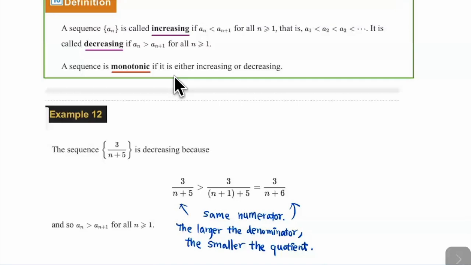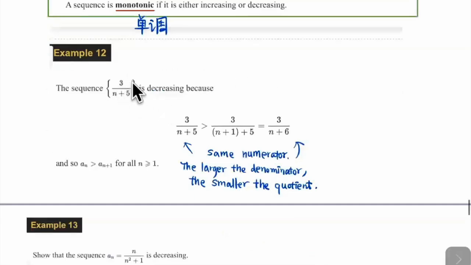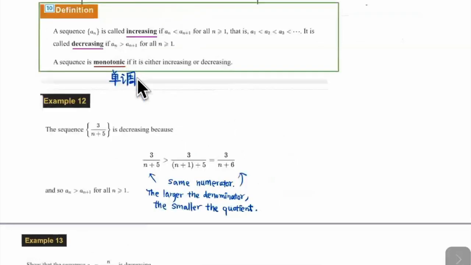Monotonic in Chinese we call it 单调, which means a single tone. So monotonic means it's either increasing or decreasing. Looking at this sequence over here, we say that it is decreasing. Why is it decreasing? Well, you can prove it. How do you prove that it's decreasing?